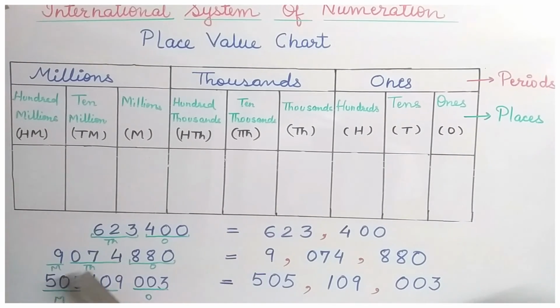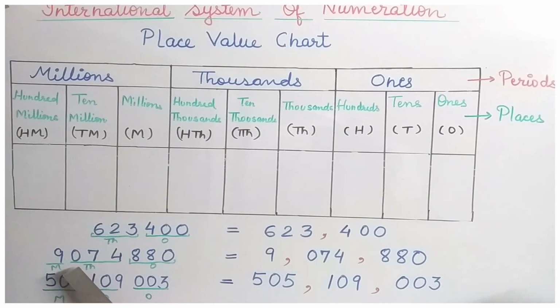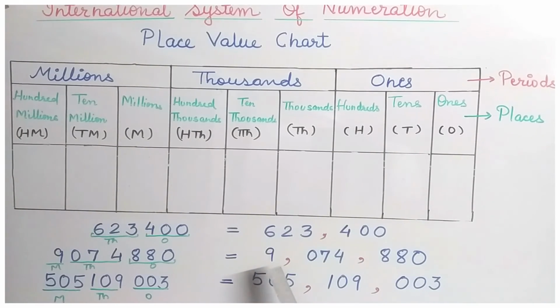See the second example. There are 7 digit. Last 3 digit falls in the ones period. Next 3 digit falls in the thousands period. And the last 1 digit falls in the millions period. We can place 2 commas in the answer. First comma and the second comma between the next 2 periods. How we are writing the number name? 9,074,880.